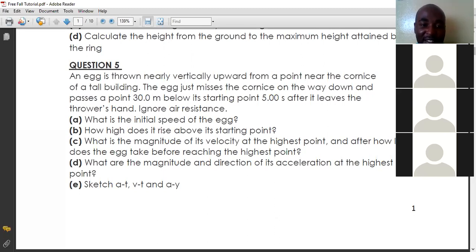Ignore air resistance. So the only thing that you've noted is the acceleration. But per earth it's 9.8, almost always 9.8.